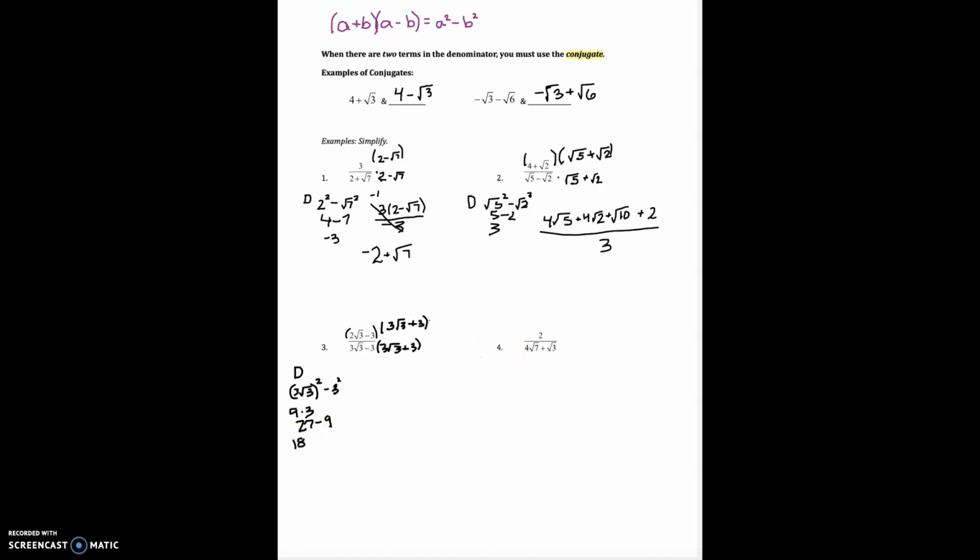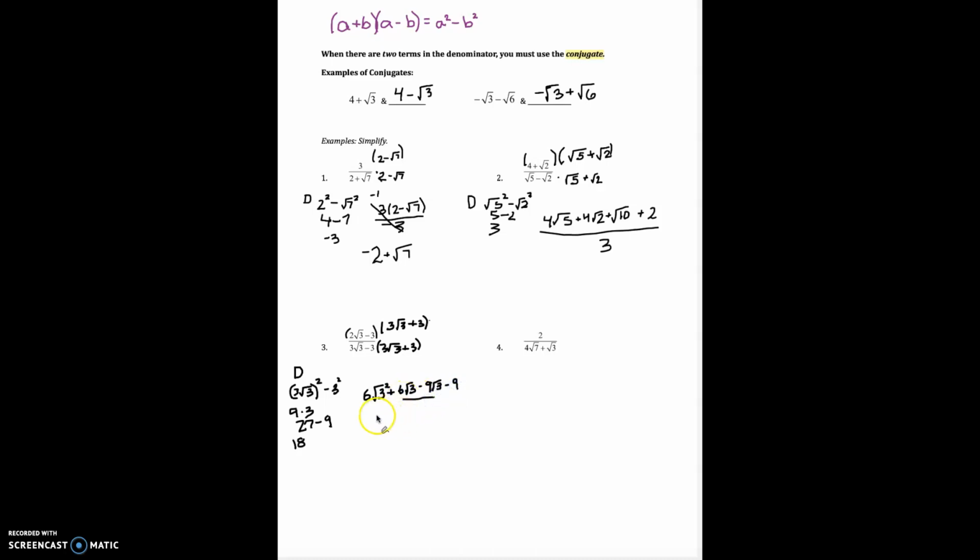Moving on to our numerator, we're going to go ahead and FOIL that. So I get 6 root 3 squared, and then plus 6 root 3, and then minus 9 root 3, and then minus 9.